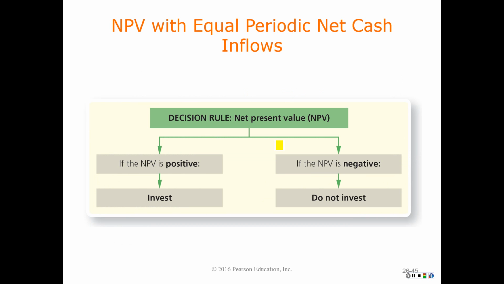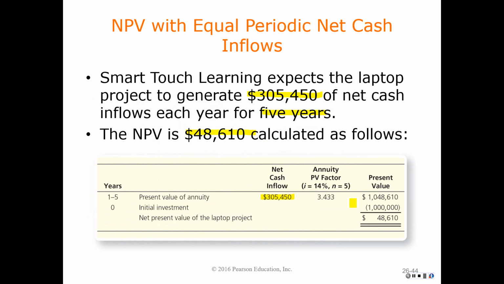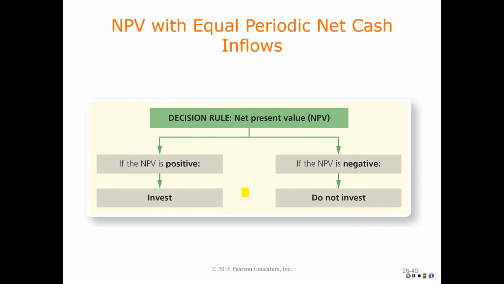Once again, our basic decision rule simply says that if the net present value is positive, the amount that I'm going to receive in inflows over 5 years compared to my outflow is positive, then I have met the minimum return that's required by the organization, and I could invest in this project.